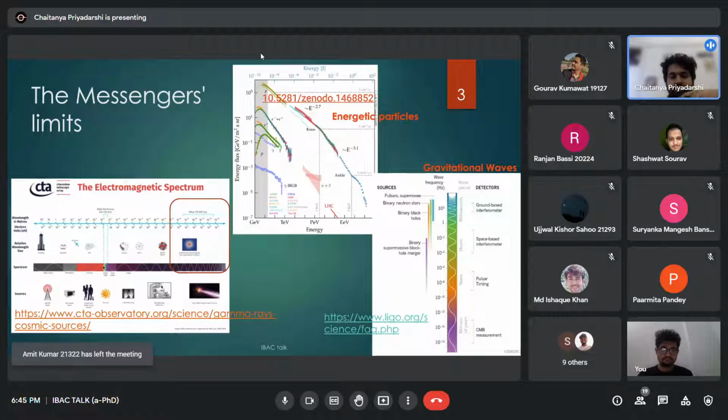In the talk for today, I'll mostly concentrate on the energy range over here, around more than 1 GeV, or 1 giga electron volt.